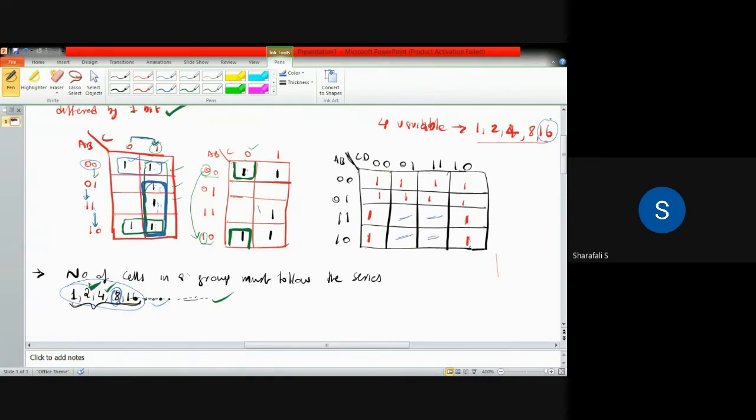Then the second one is 8, whether 8 is possible. We have to group the maximum number of cells and then come to the lower values, for example from 8 to 4 like that. We have to proceed. So first we have to check whether 16 cells can be grouped together. That is not possible because we do not have 16 cells with the minterm value.